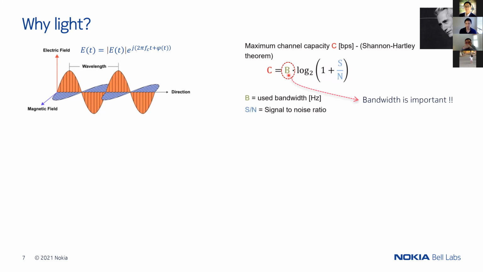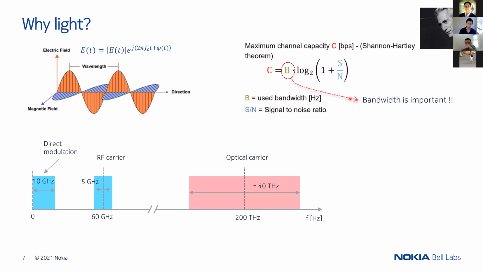If we want to design a system supporting terabit per second, the first thing we need to look at is the bandwidth. If we want a wide bandwidth, obviously we need to move to a higher carrier frequency, because if we stay in baseband communication or even in the millimeter wave range, we have only a few tens of gigahertz of usable bandwidth, which is not enough for supporting the global telecommunication network.